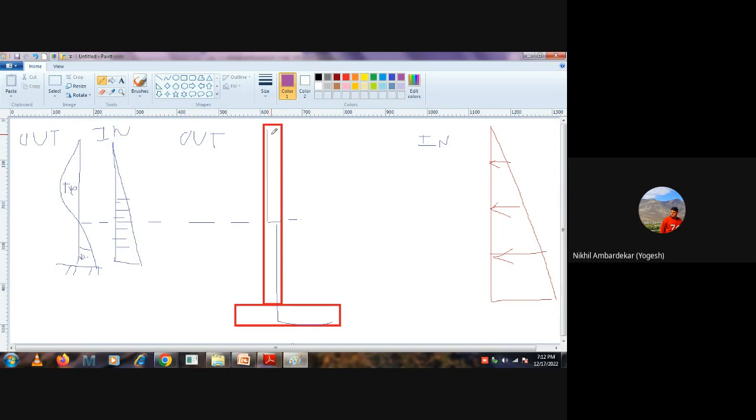Okay. Now I am just trying to draw different things. So now we are talking about only the inside internal water pressure. Suppose the water pressure is from outside, it is soil pressure. So let me delete this a bit. I don't have space.